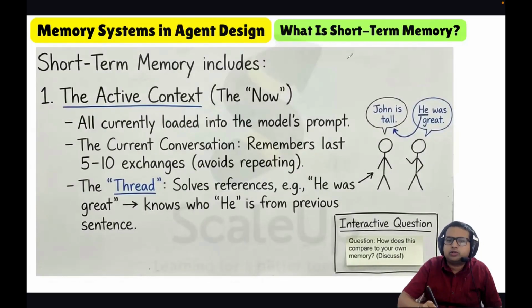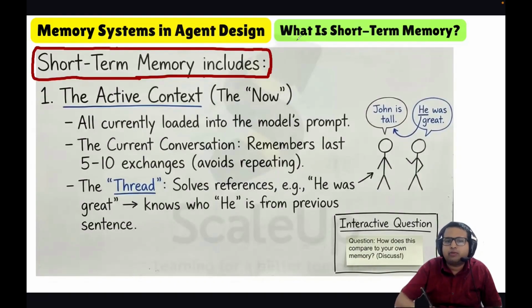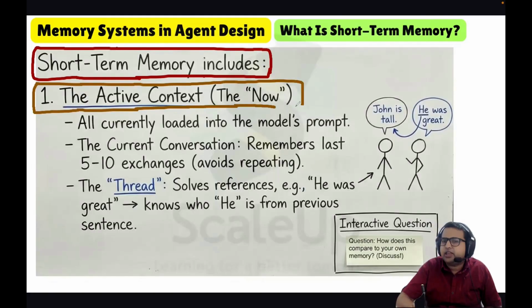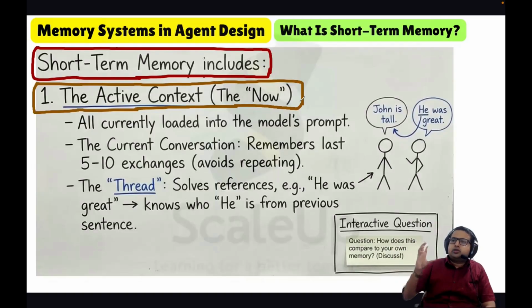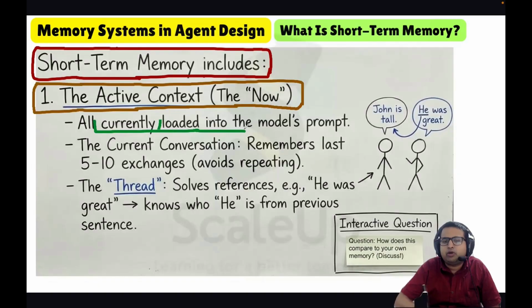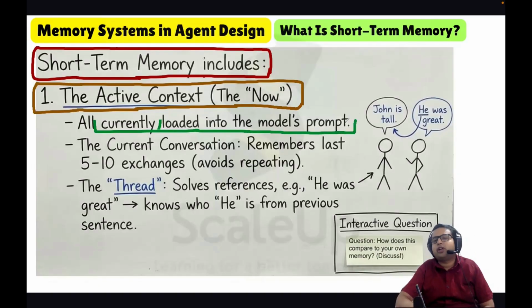Short-term memory includes the active context. The input prompt you are giving can contain the user query along with some system prompts, along with some context. Whatever we are feeding to the large language model is the active context, the now. Everything which is currently loaded into the model's prompt is the active context.